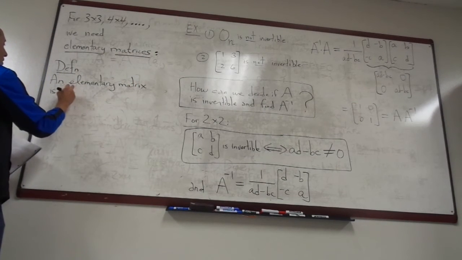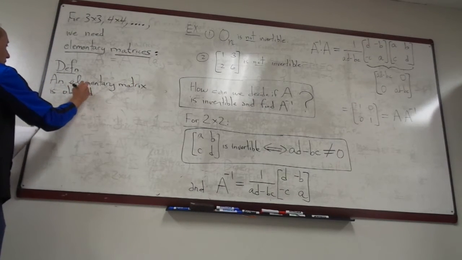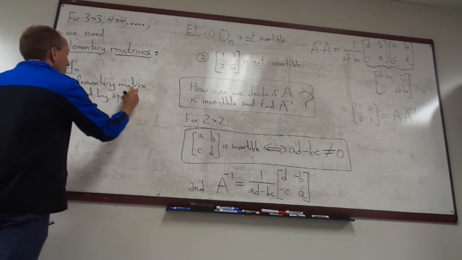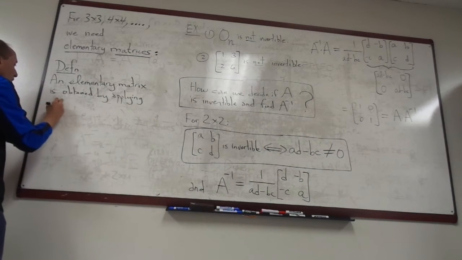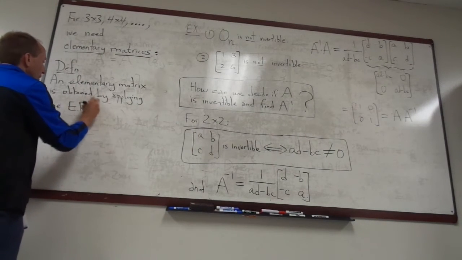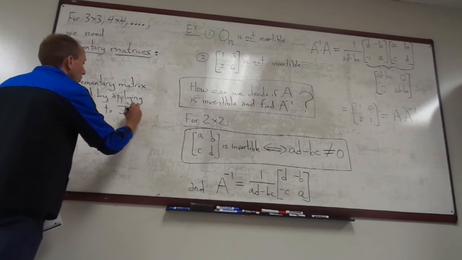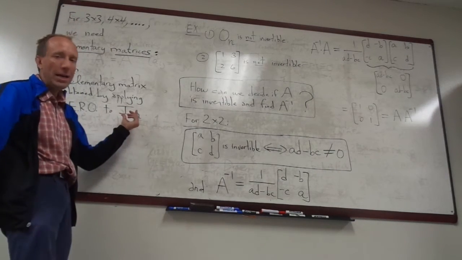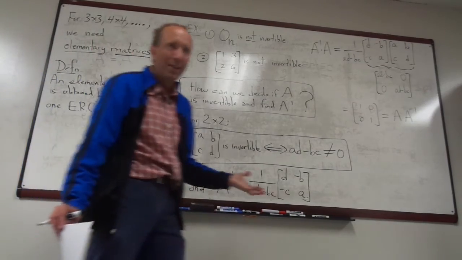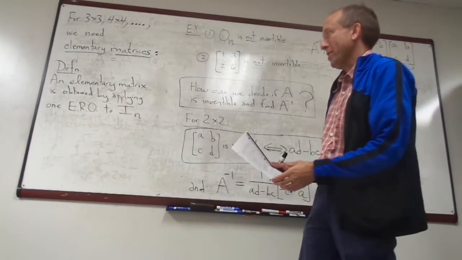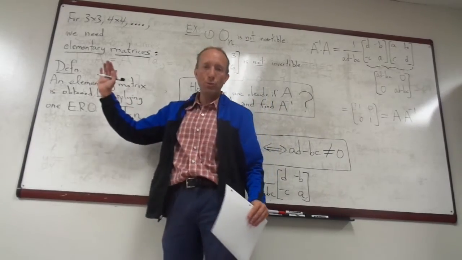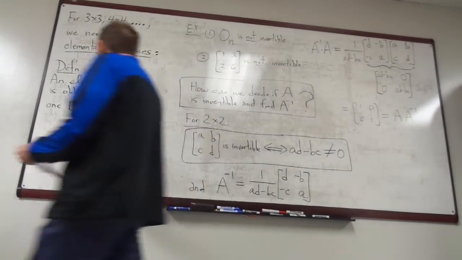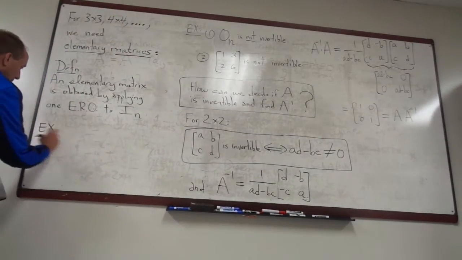An elementary matrix is obtained by applying one ERO. This is the crucial thing. One ERO to an identity matrix. So this is for any n by n size, whatever the n is. You have an n by n identity matrix. If you start with that and you just do one ERO to it, you get what's called an elementary matrix. Let me just give you a couple of quick examples of that.